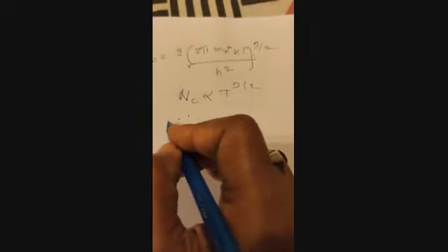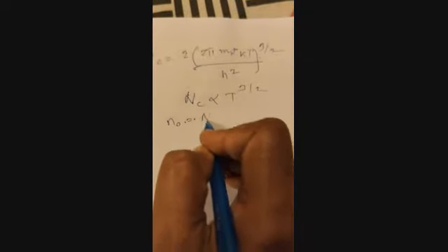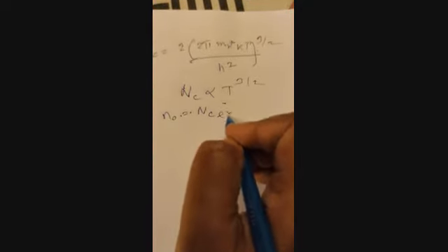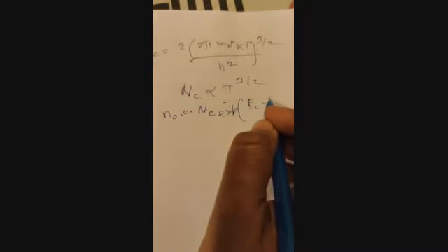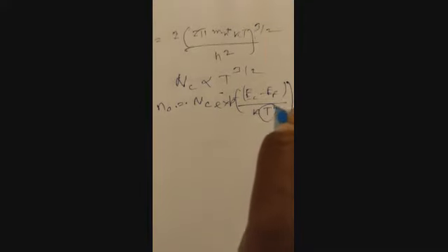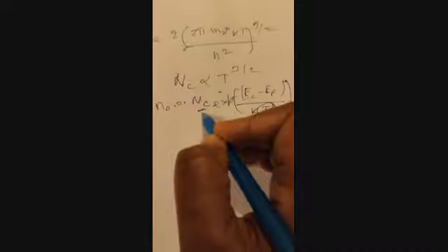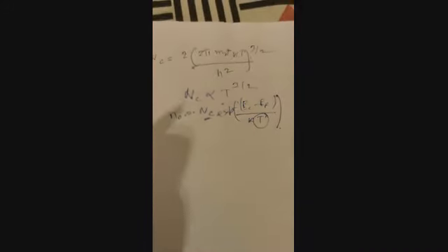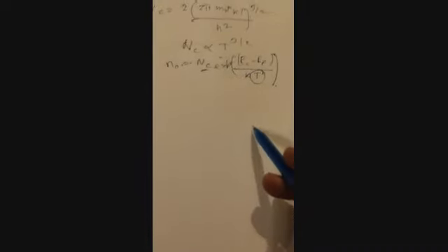And in n0, I have written the value of n0 as NC exponential of minus (EC minus EF) upon KT. So the exponential term is also depending upon the temperature, and NC is also depending upon the temperature. And how much will it depend? NC is dependent upon temperature to the power of 3 by 2. So the number of electrons in the conduction band generally depends upon the temperature to the power 3 by 2.